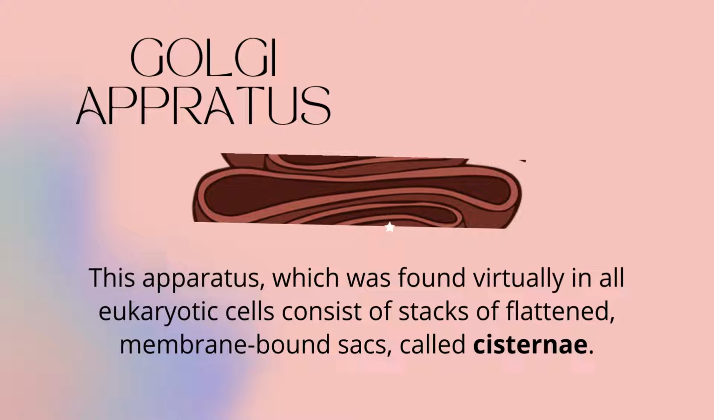This apparatus is found virtually in all eukaryotic cells. Eukaryotic cells, as you know, are all those cells which have a well-defined nucleus. It consists of a stack of flattened membrane-bound sacs called cisternae. These flattened membrane-bound sacs, when present in the form of a stack, are called Golgi apparatus.